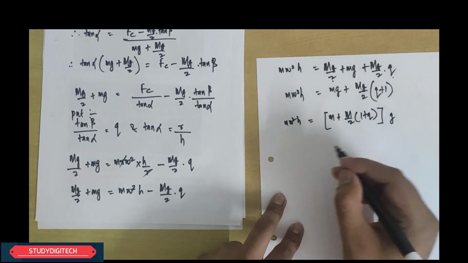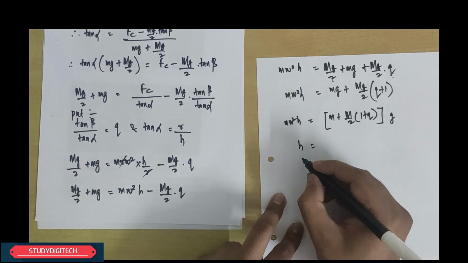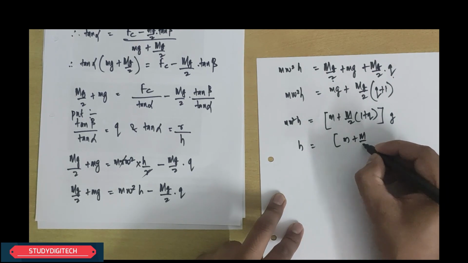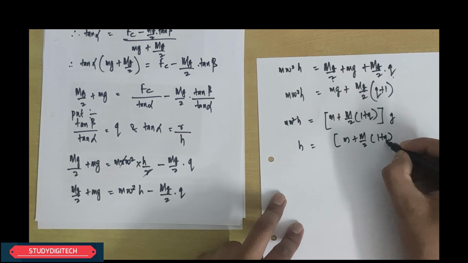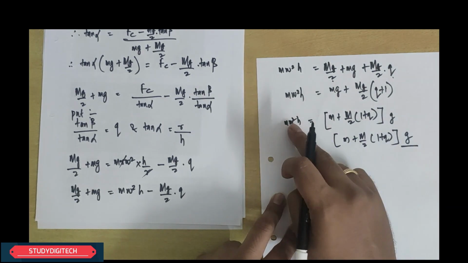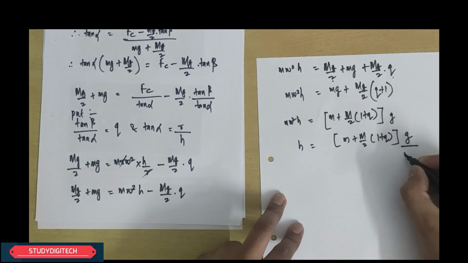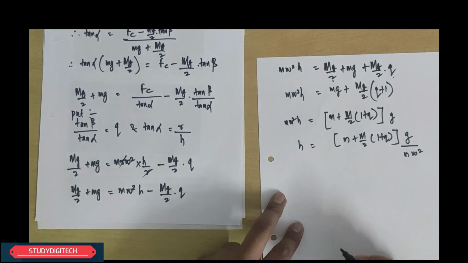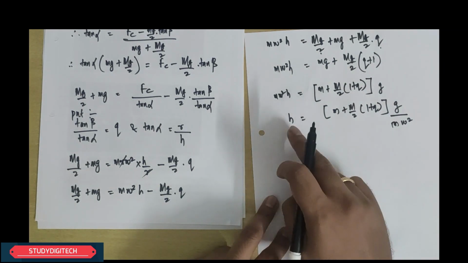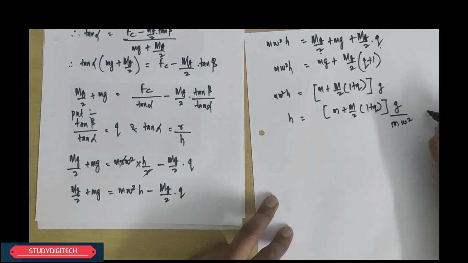Outside we have taken g. So we have the equation of height as h is equal to (m plus capital M) divided by 2 into bracket (1 plus q) into g divided by omega square. So this equation is used to find out the height of the governor. We will name this equation as equation number 4.